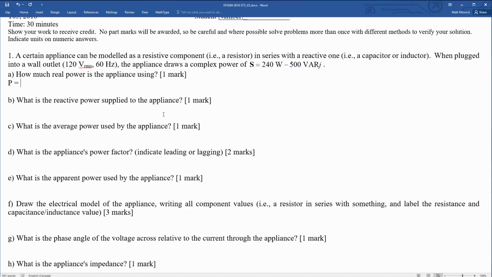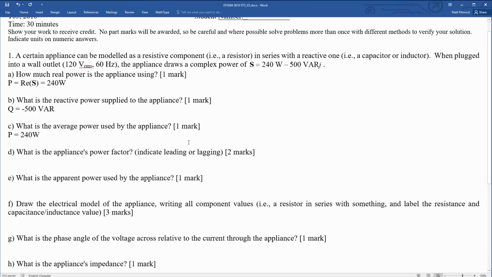Well, the real power is just the real part of the complex power. So that's 240 watts. What's the reactive power supplied? Similarly, Q is negative 500 volt-amps reactive. What's the average power used by the appliance? That's just another way to say real power, so that's also 240 watts. What's the appliance's power factor?